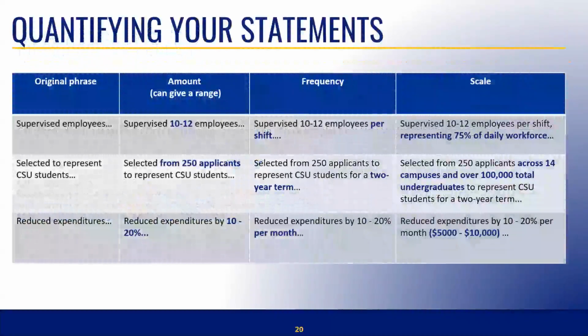When quantifying your statements, you can also provide an amount, a frequency, and even a scale. For example, for students who have management experience or have supervised employees, they can include "supervised 10 to 12 employees." So you can provide a range or a specific amount, maybe "supervised 10 employees." You can also include a frequency, "supervised 10 to 12 employees per shift." And if you would like to include a scale, you can. "Supervised 10 to 12 employees per shift, representing 75% of daily workforce."